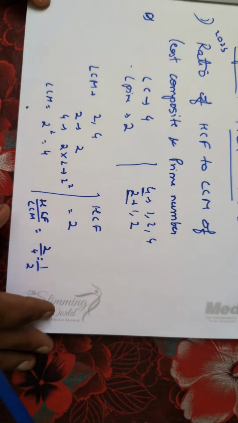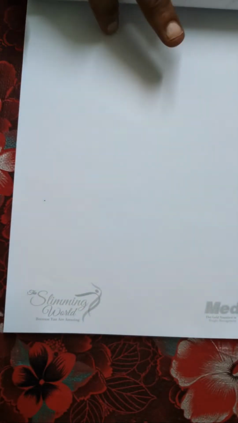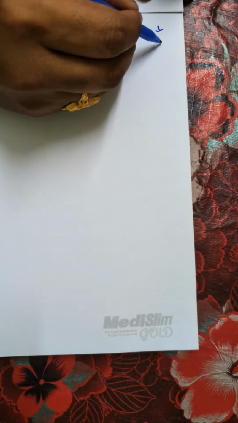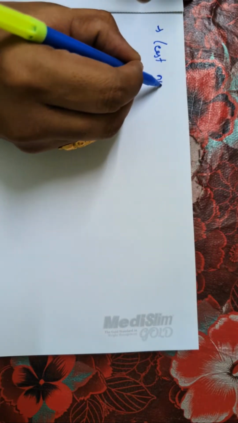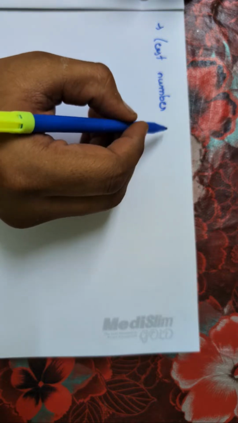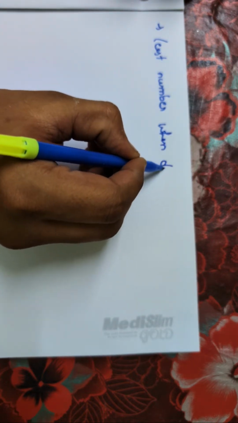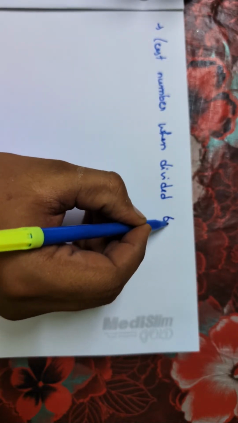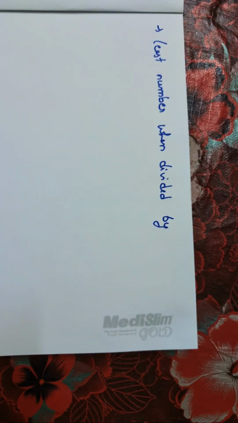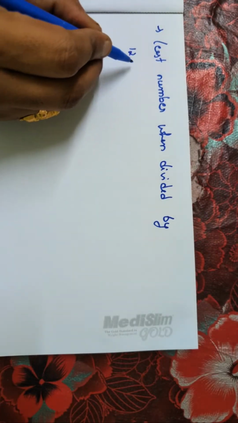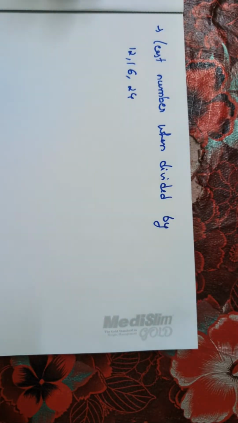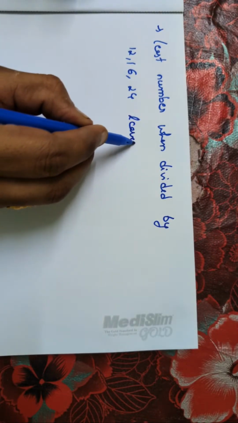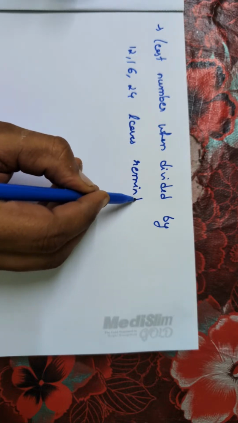Let's see the second question. What is the least number which when divided by 12, 16 and 24 leaves remainder 7?